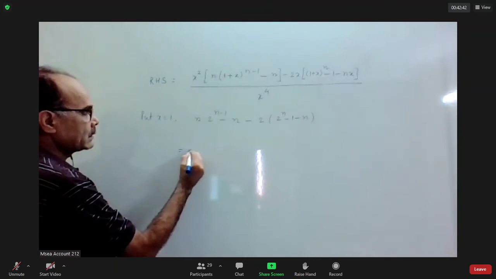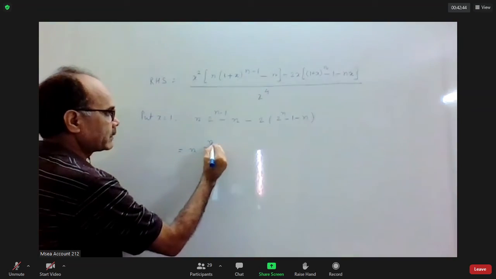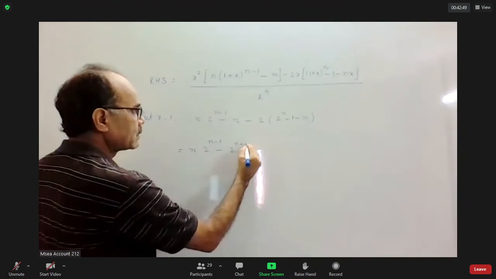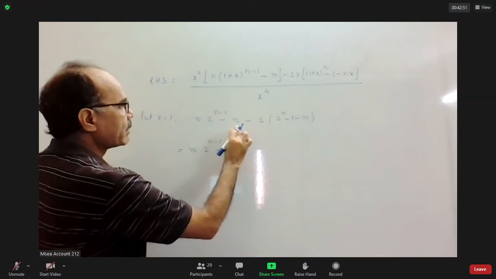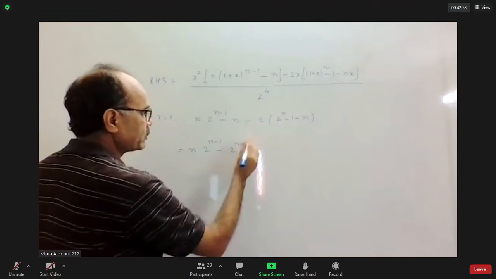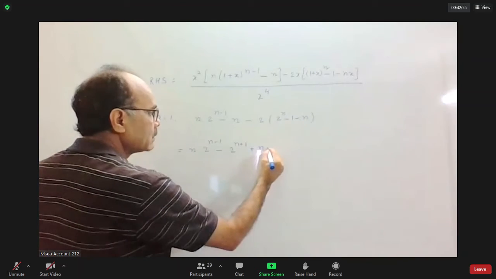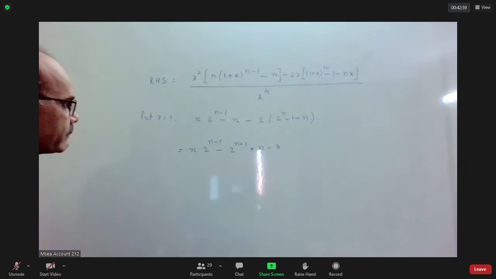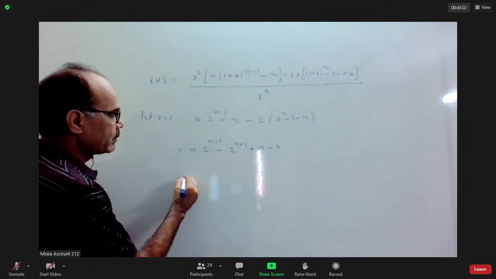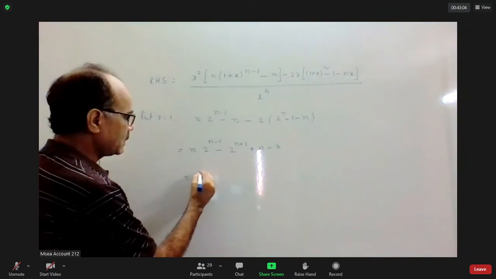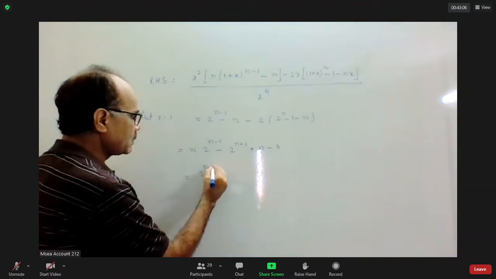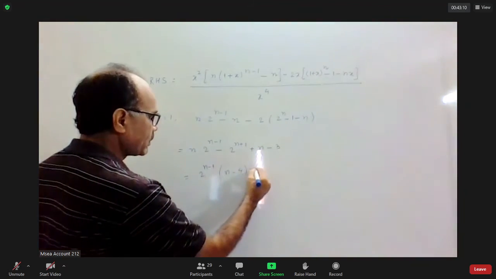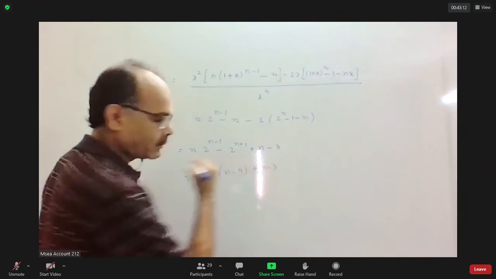So simplifying: n into 2 to the power n minus 1, minus 2 to the power n plus 1, minus plus 2n means plus n minus 3 plus n minus 3. Now 2 to the power n minus 1 common: n minus 4 plus n minus 3.